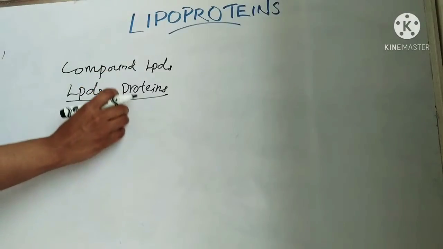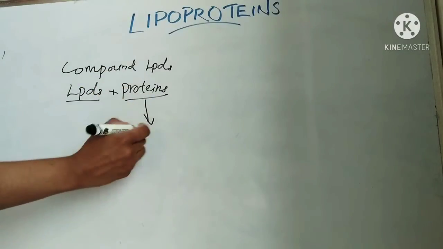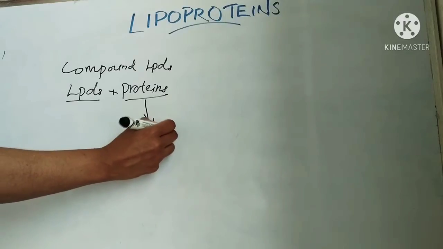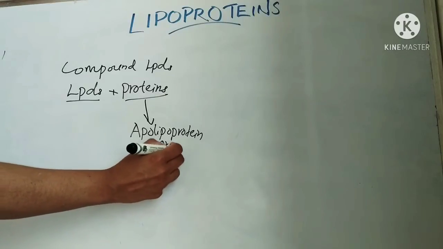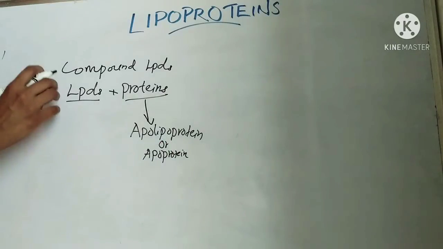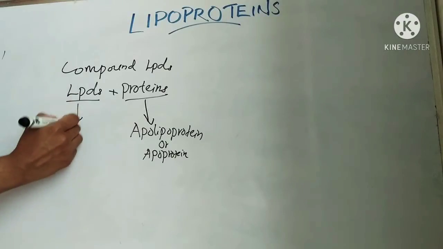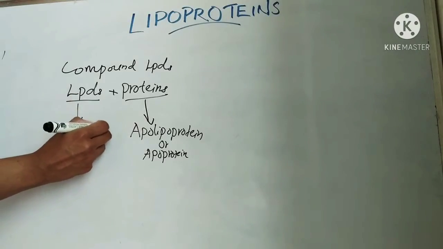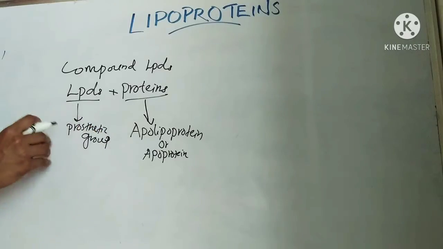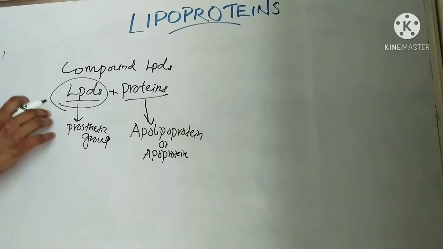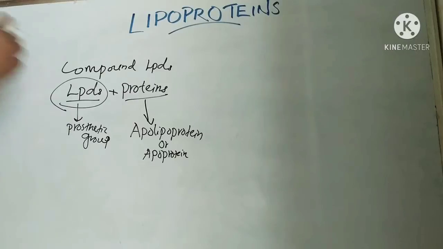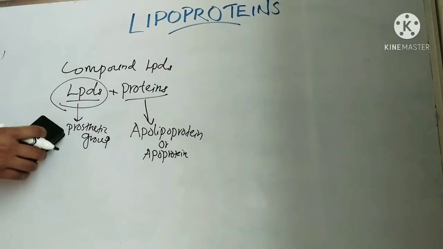Here, the protein part is known as apolipoprotein or apoprotein. And the lipid part is the prosthetic group. This lipoprotein helps to transport the hydrophobic lipids to various tissues for utilization and storage. That is, the lipoproteins serve as a carrier of lipids in plasma.